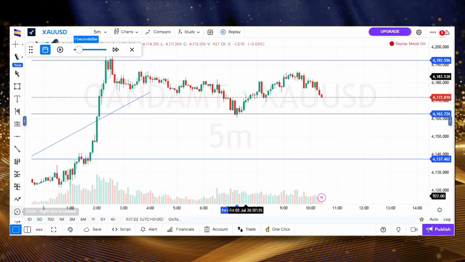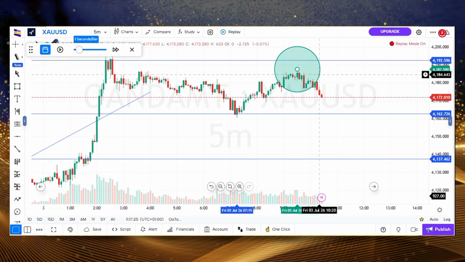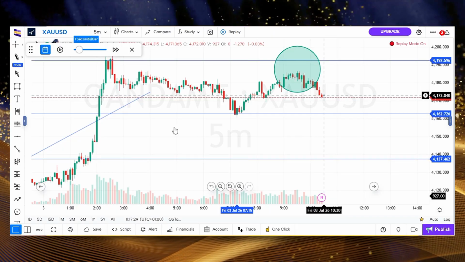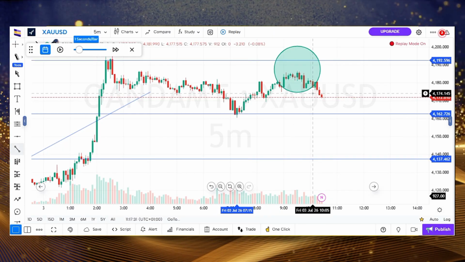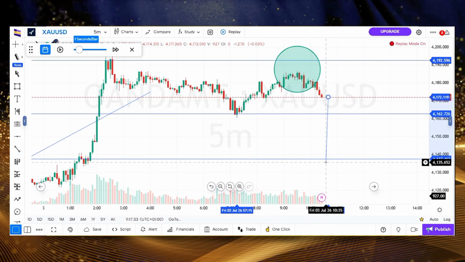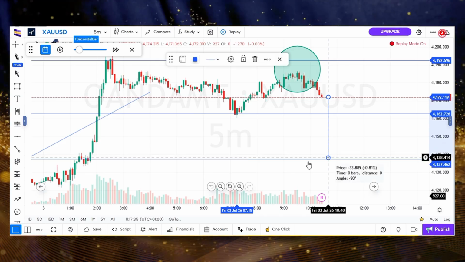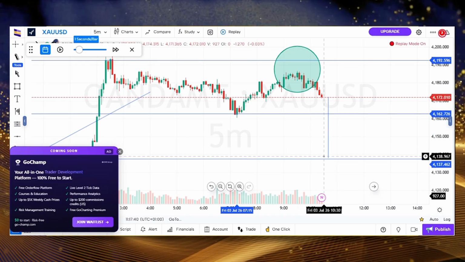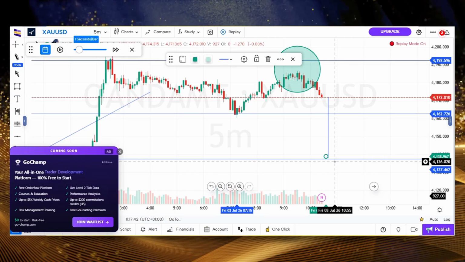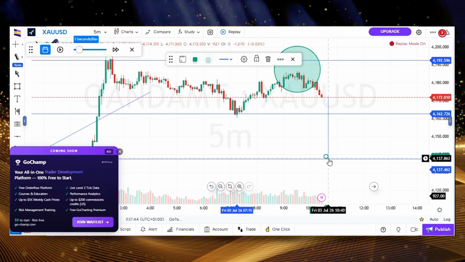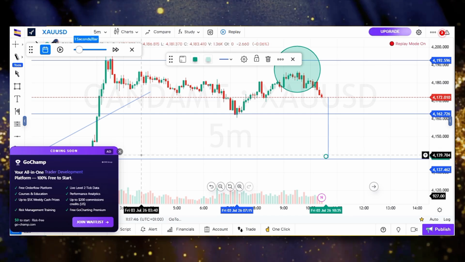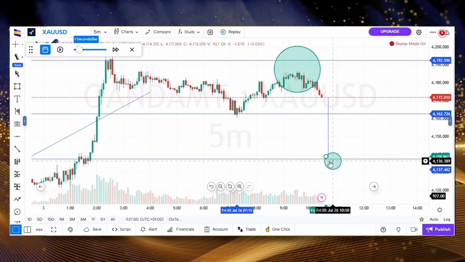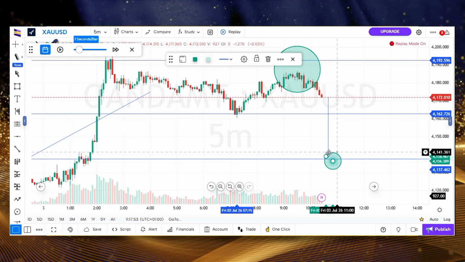So what I'm looking out for is price to pull all the way down again. Let's see if price is going to pull down to this zone. Remember, this is a zone that I've already marked out, as you can see right here. So we're going to be watching price to see what it does on this particular region. This is a zone that I'm expecting price to get through to.